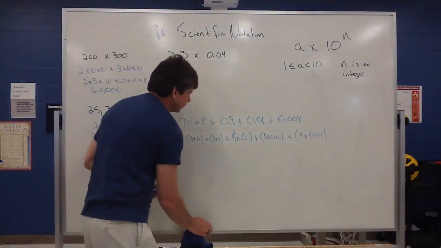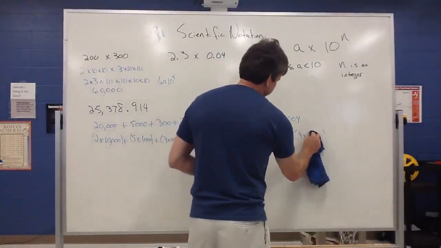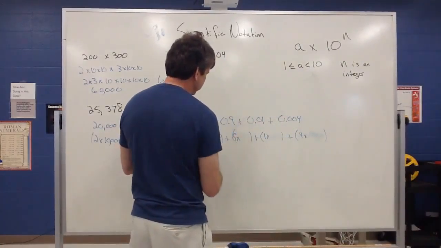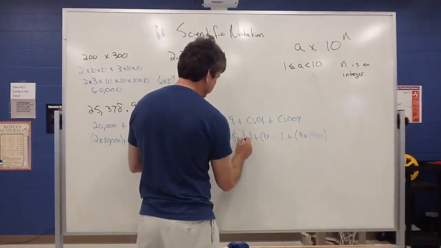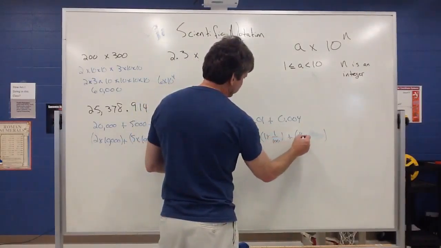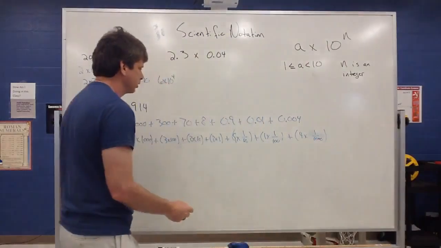I'm going to come back here and I'm going to change these to fractions. That may make a little better sense to us. So 9 times 1/10, I can write that as a fraction. 1 times 1/100th, and then 4 times 1/1,000. It may look better as a fractional notation there.